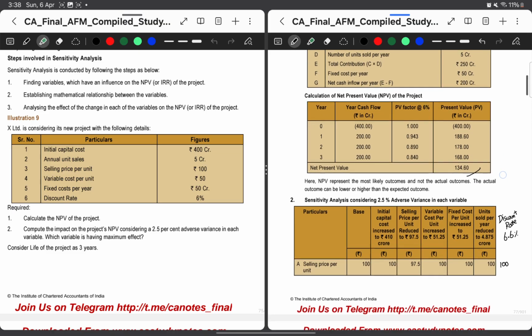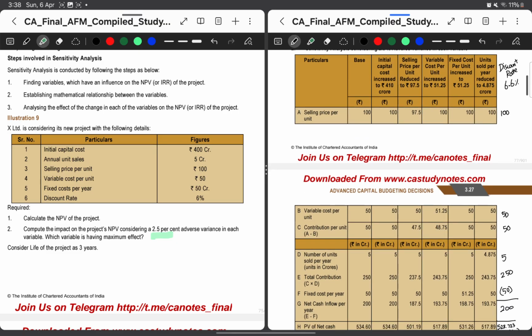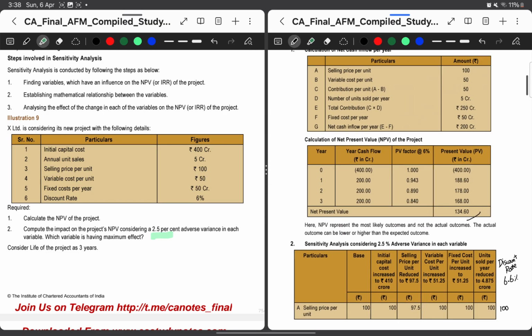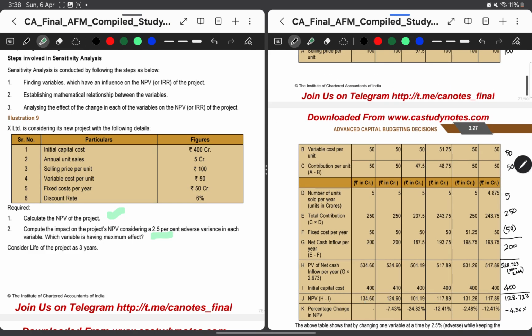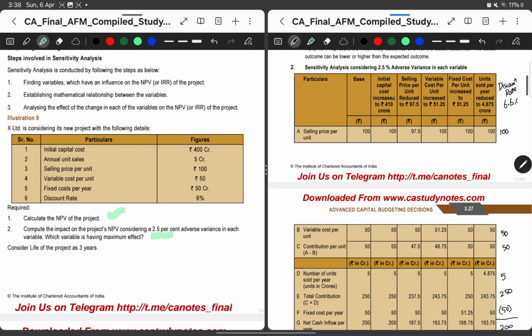Now we are going with the sensitivity in each variable. They told us to take 2.5% as adverse variance. Adverse in the sense of negative effect. Going with the sensitivity analysis, first the base is the same as whatever we did for the first requirement, and the NPV is 134. Then we'll keep the other things constant and change one variable. As the first variable they've taken the initial investment, which is 410 crores. Actually it is 400 crores plus 10%, 410 they've considered.